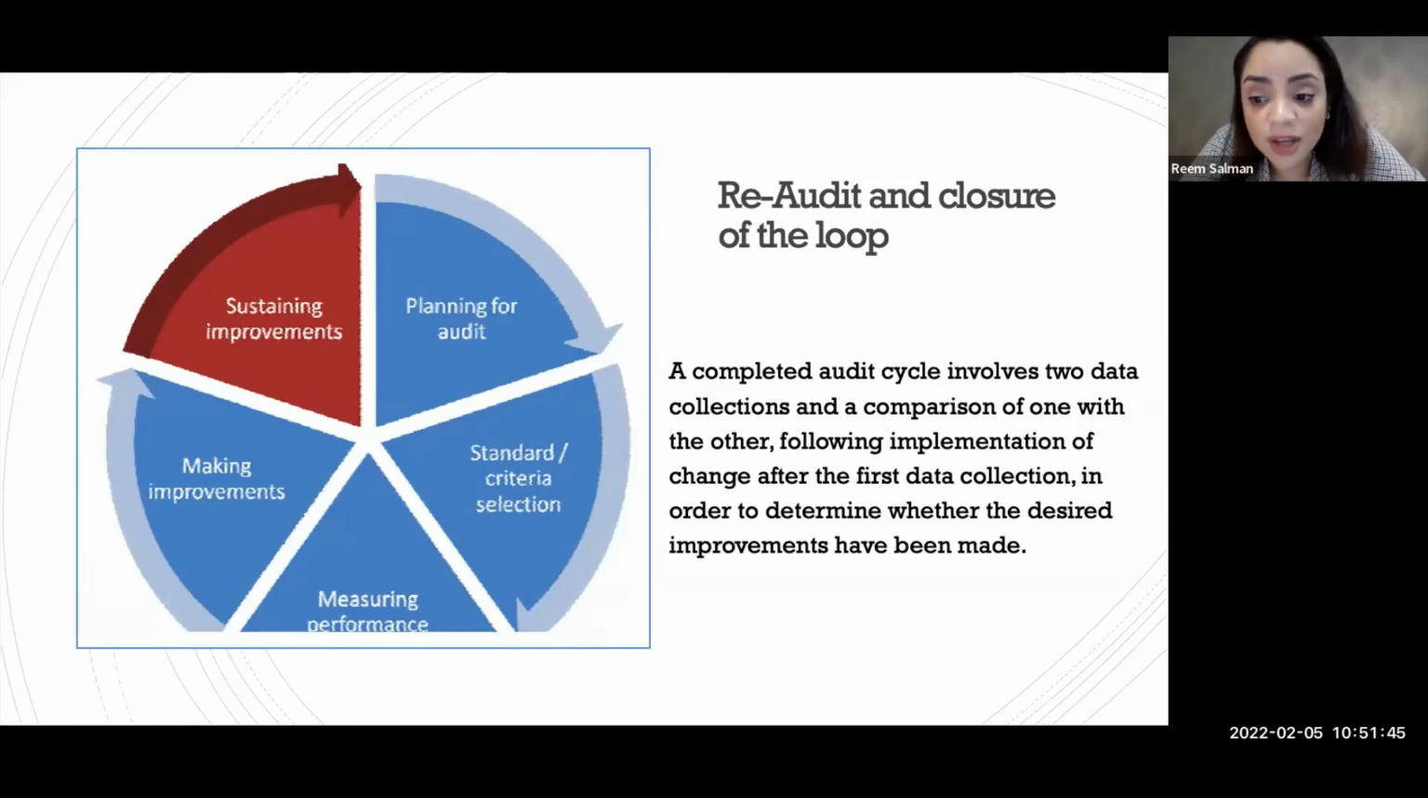A completed audit cycle involves 2 data collections, at least. So if you say, I have a completed audit cycle, it has to have 2 data collections at least, and a comparison of one to the other, okay, following the implementation of change after the first data collection, as I just explained, in order to determine whether the desired improvement has been made, okay? Now, again, as I mentioned previously, an audit cycle can be completed more than once.